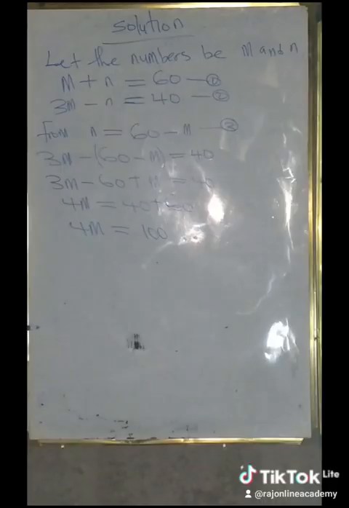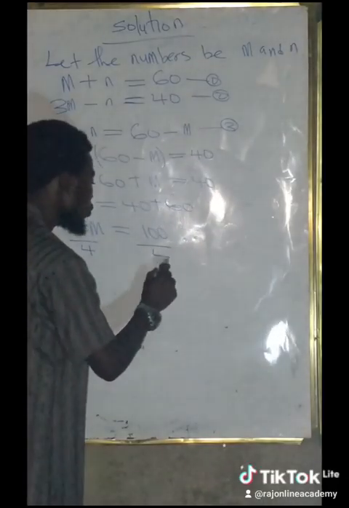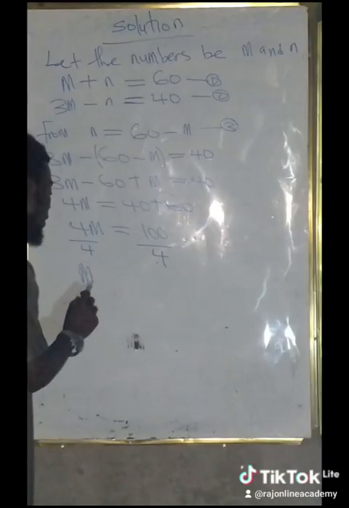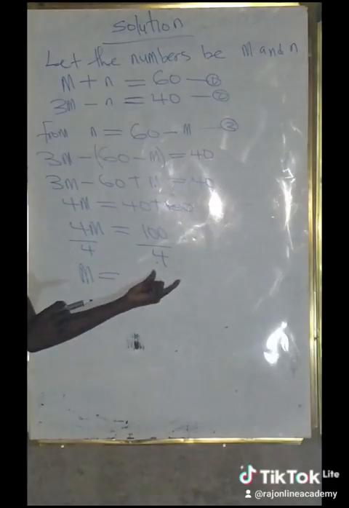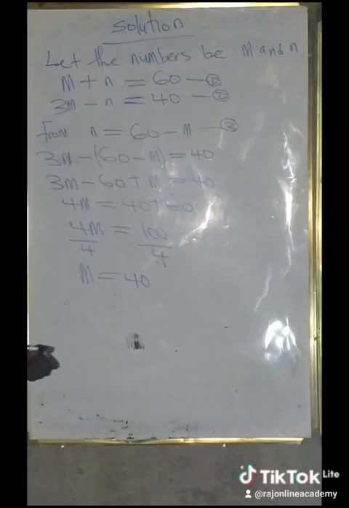So we have 4M here is now equal to 100, right? Good. So divide both sides by 4. M here is now equal to 100 divided by 4. What is that? It's 25.